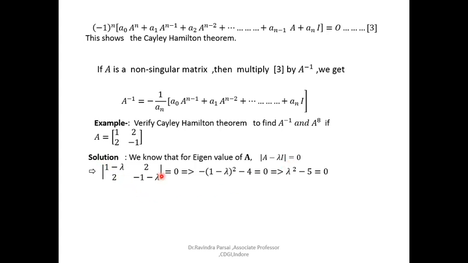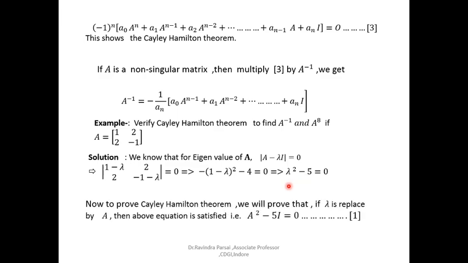So that is determinant of 1 minus lambda, 2, 2, minus 1 minus lambda, so that is minus 1 over, whole square minus 4, that is lambda square minus 5 equal to 0. Now to verify the Cayley-Hamilton theorem or to prove the Cayley-Hamilton theorem, we have to prove that if lambda is replaced by A, then the above equation is satisfied, that is A square minus 5I equal to the 0 matrix. So for this you have to find A square.